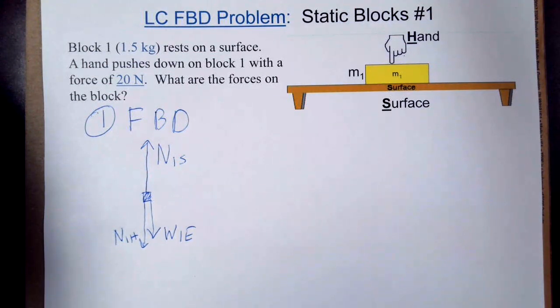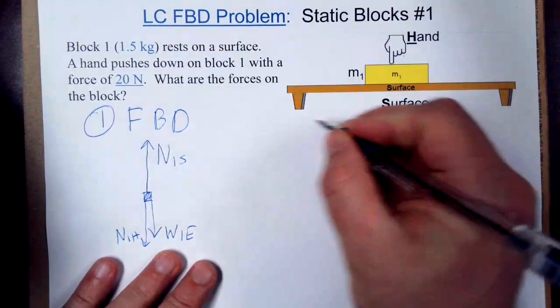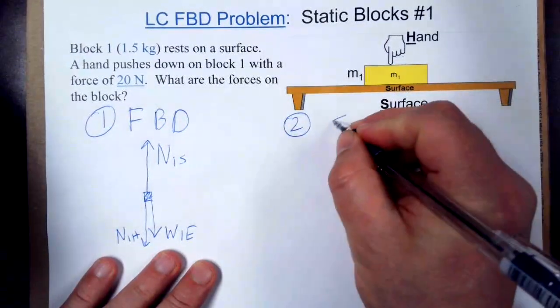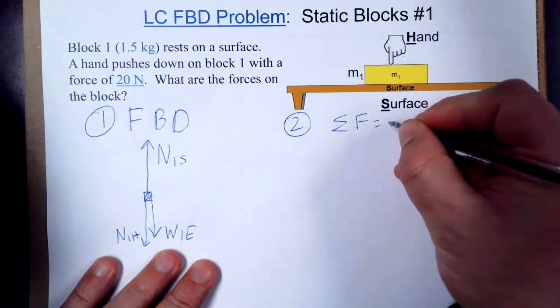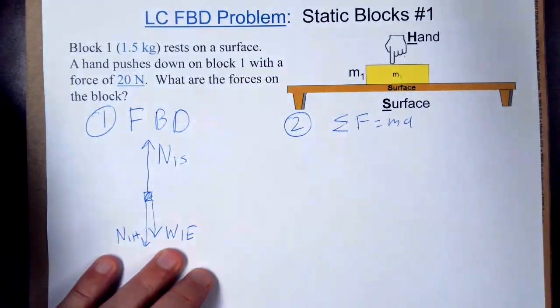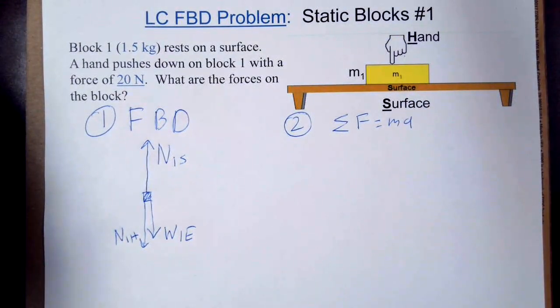So the second step in our process is we want to use the second law of motion, the idea that the sum of the forces is equal to the mass times the acceleration, and use that to identify any forces that we don't know the value of. So step 2, this is our sigma, the sum of the forces is equal to the mass times acceleration. This is going to be split into two directions, the x direction and the y direction.